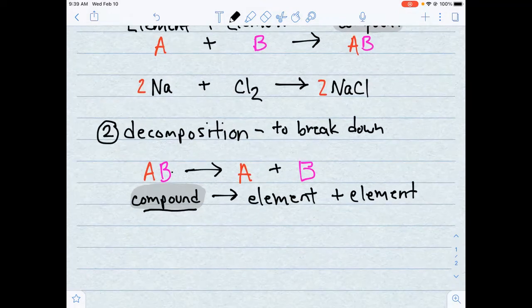All right, so an example of a decomposition reaction is going to be the electrolysis of water. So I'll take water, which is H2O, okay?